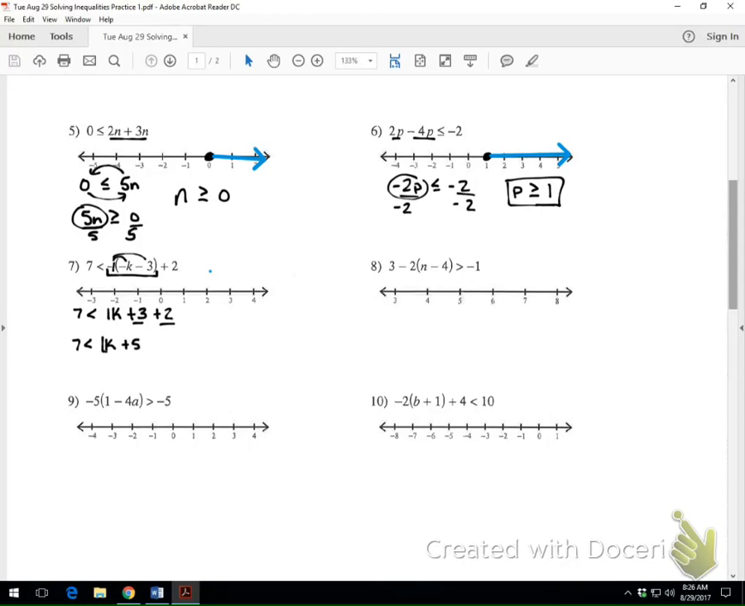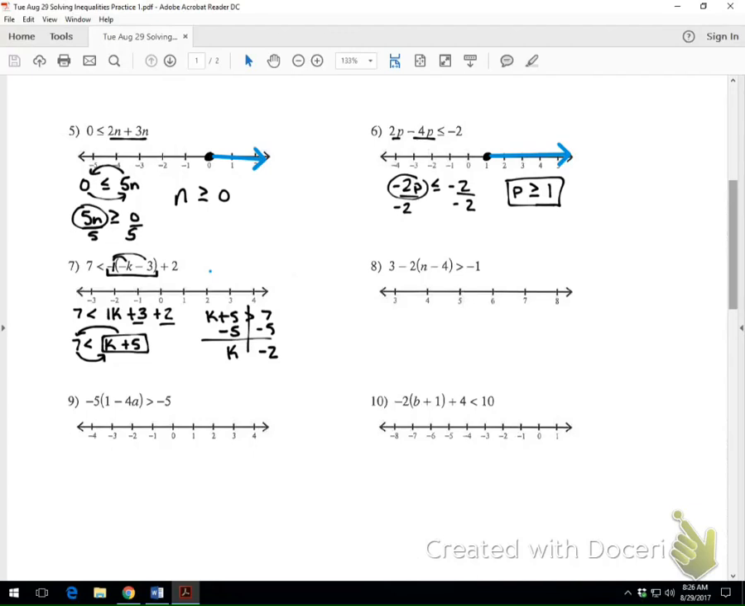Now I'm going to take this k plus 5, move it over here, move the 7 over here, and flip the sign. Mirror image it. So I get this: k plus 5 is greater than 7. Now what do? Subtract 5 from each side. So I get k and then negative 2, right?